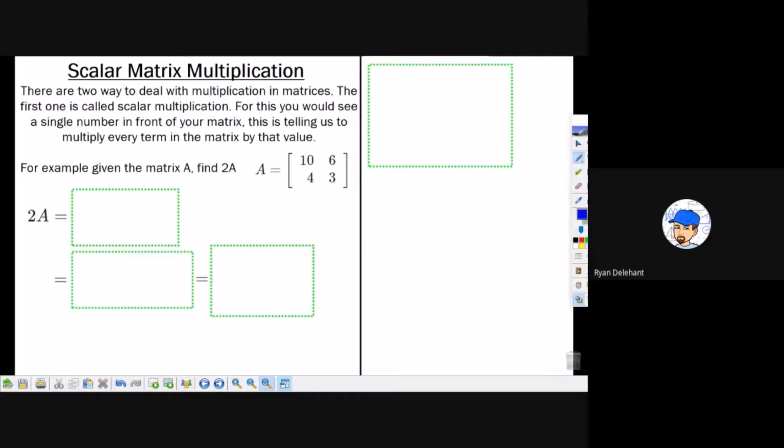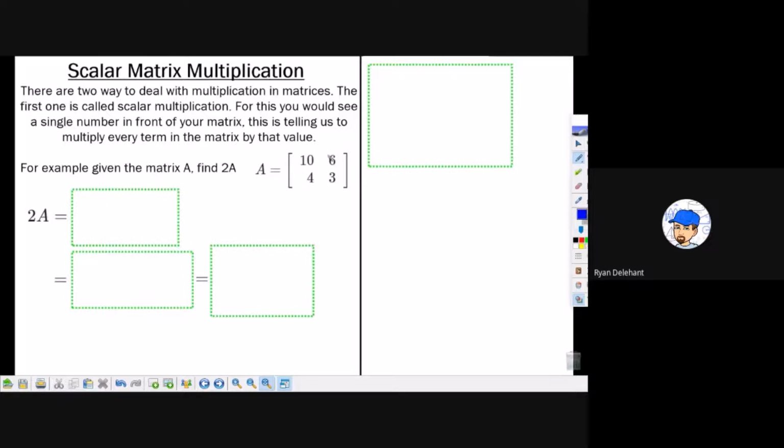So there's two ways to deal with multiplication in matrices. First one's scalar multiplication. For this one, you see a single number in front of your matrix. This is telling us to multiply every term in that matrix by that value. It's almost like parentheses and distributing. That's what scalar multiplication kind of reminds you of. You're going to take this number and you're going to distribute it to every entry, every element of that matrix.